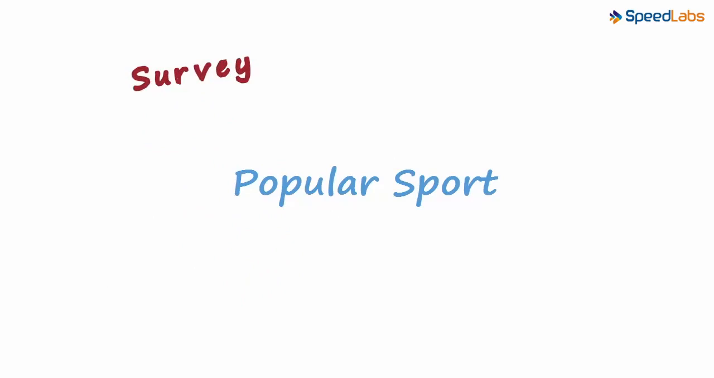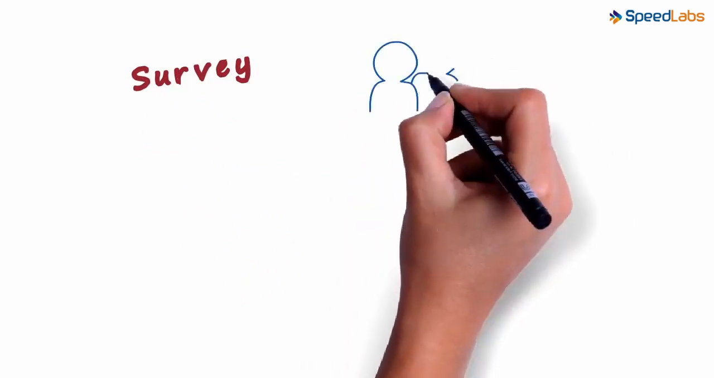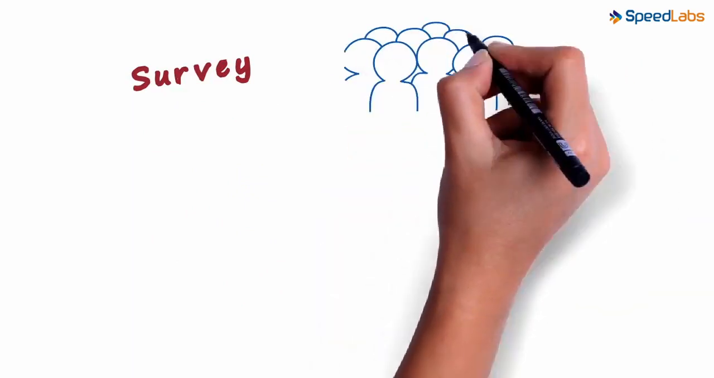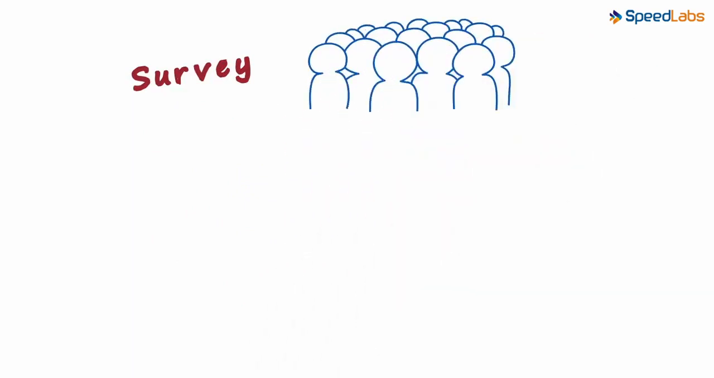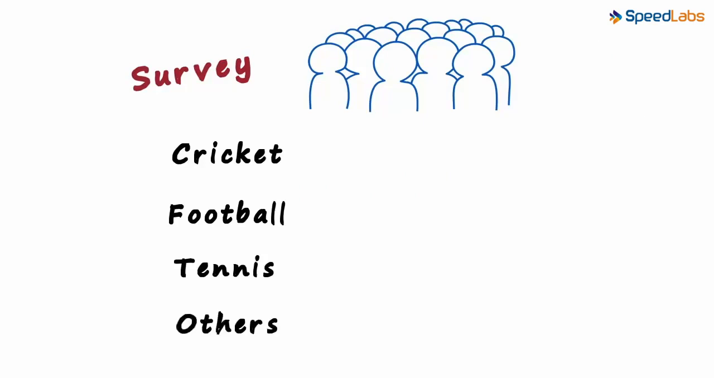What if you wanted to take a survey to know which is the most popular sport in your region? Of course, you cannot ask everyone, so you decide to ask 30 people in your region. You have classified your survey into 4 categories. 3 of the most popular: cricket, football, tennis, and all others under other sports.